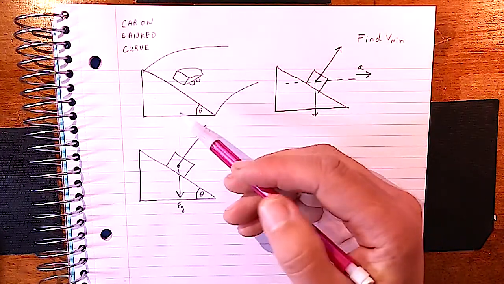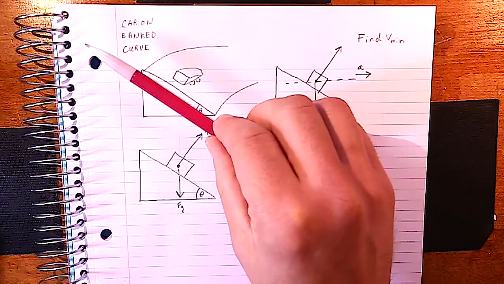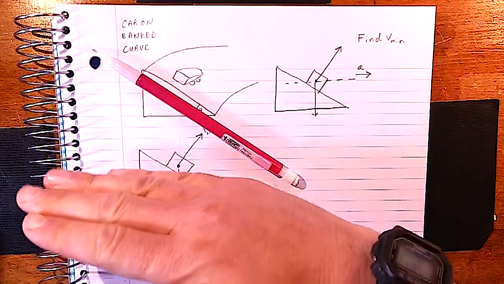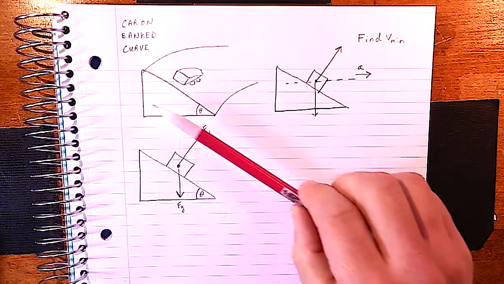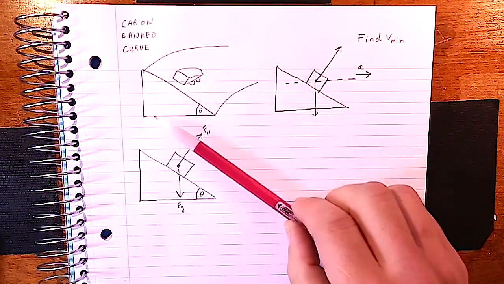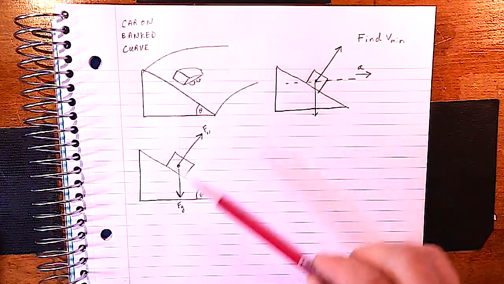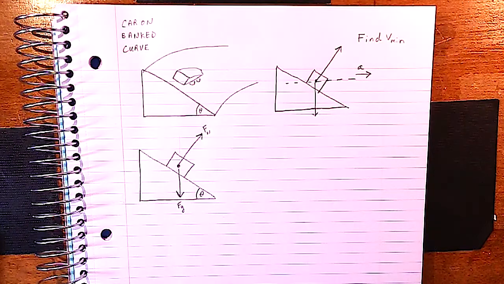If you've ever watched NASCAR, in the races, they bank the corner up, which helps the cars to go around the corner. It gives them an additional force that's directed towards the center of a circle. And we're going to see what that force is in just a second.